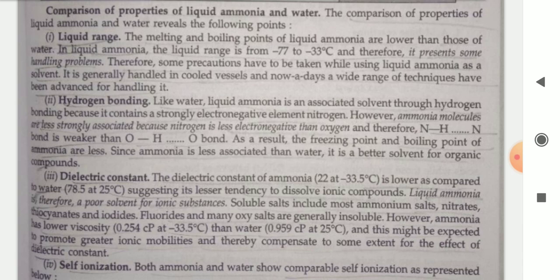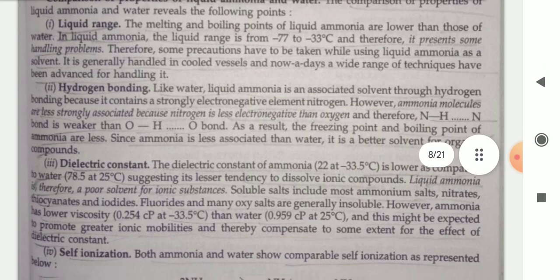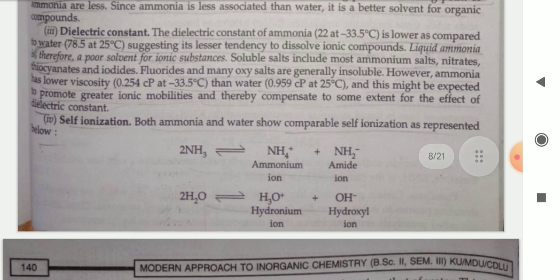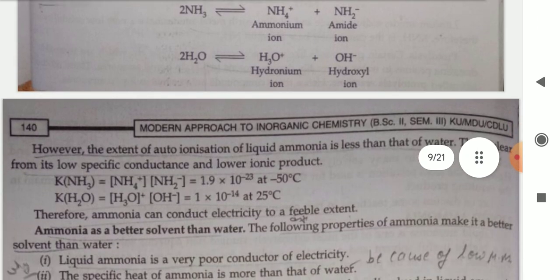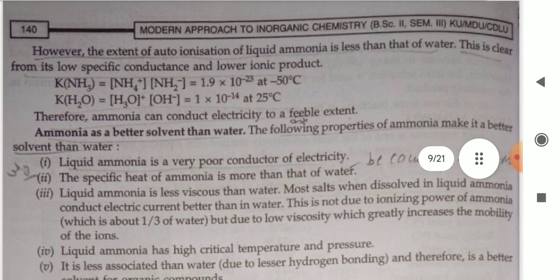Fourth, self-ionization. Both ammonia and water show comparable self-ionization as presented below. Ammonia will give NH4 positive plus NH2 negative, and water will give hydronium ion plus hydroxyl ion. However, the extent of the auto-ionization of liquid ammonia is less than that of water. This is clear from its low specific conductance and lower ionic product. K of NH3 has a value of 1.9 multiplied by 10 power minus 23 at minus 50 degrees Celsius, and K of water is equal to 10 power minus 14 at 25 degrees Celsius.